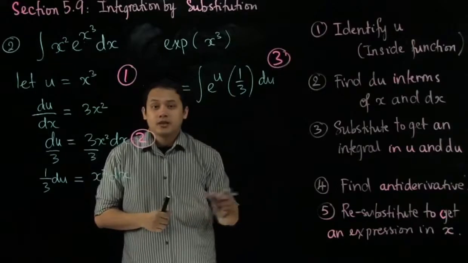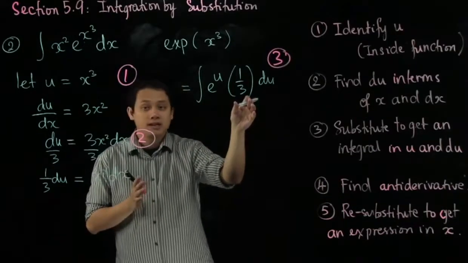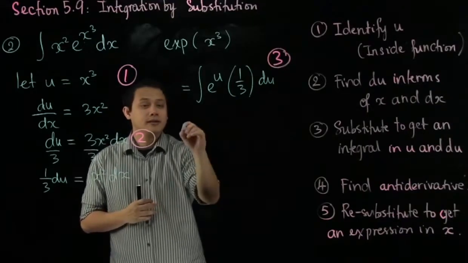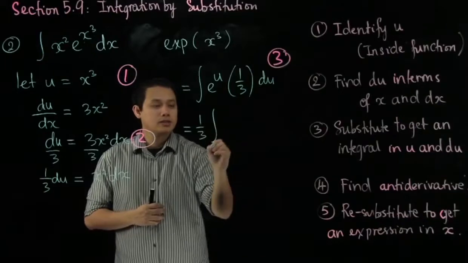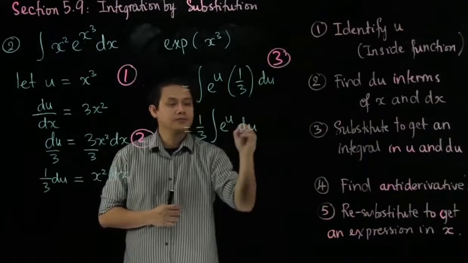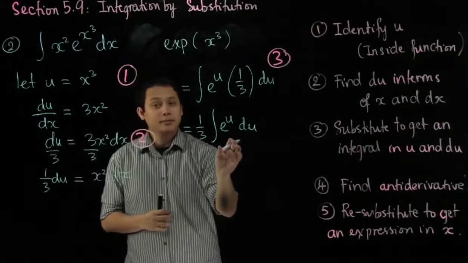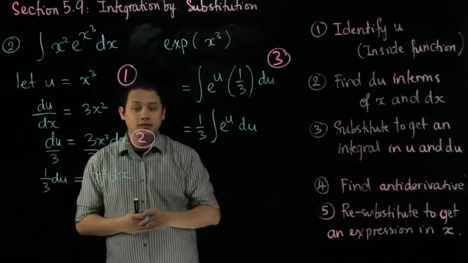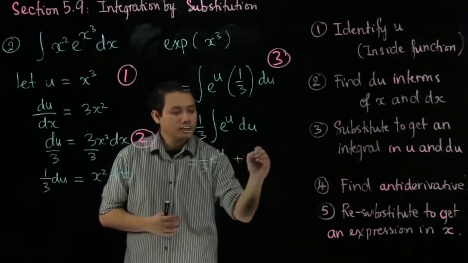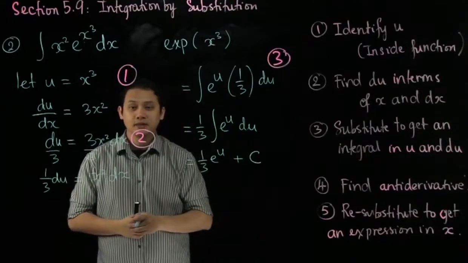And the next step, you need to find the antiderivative. Once again, 1/3 is the constant. You can move the constant out of the integral operation. You have 1/3 times the integral of e to the u du. And you know that the antiderivative of e to the u is just e to the u itself. So that is 1/3 times e to the u plus the constant. Don't forget the plus constant at the end.